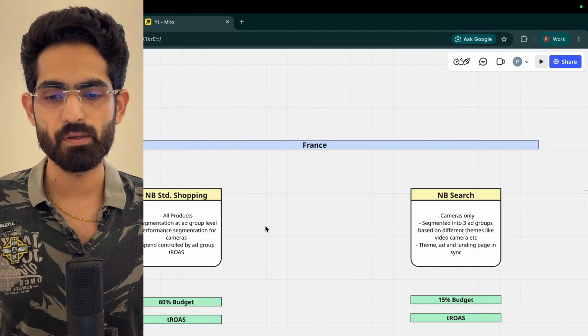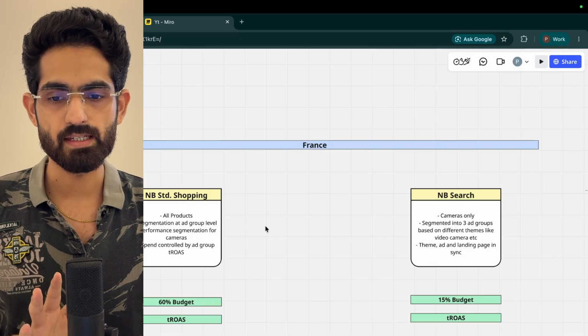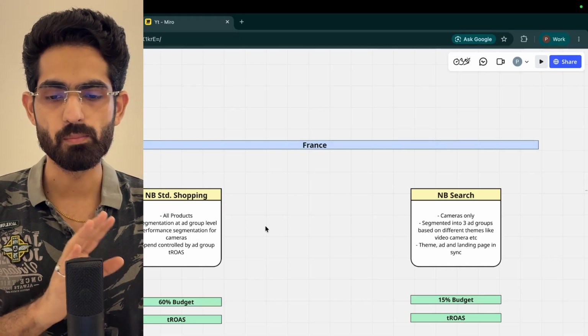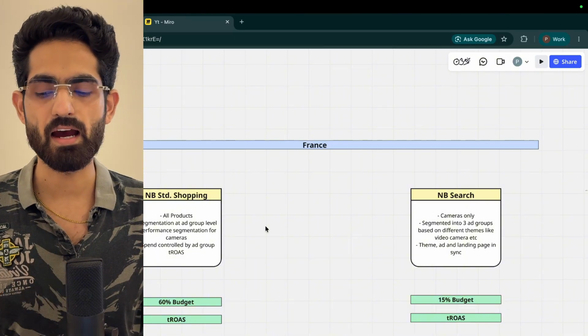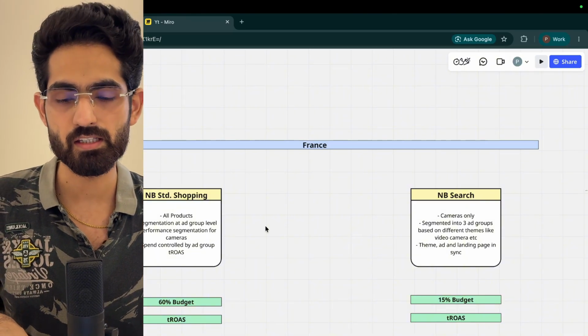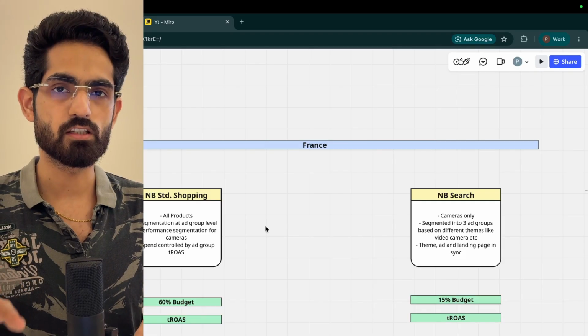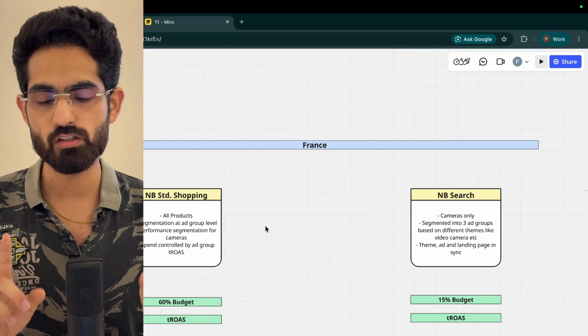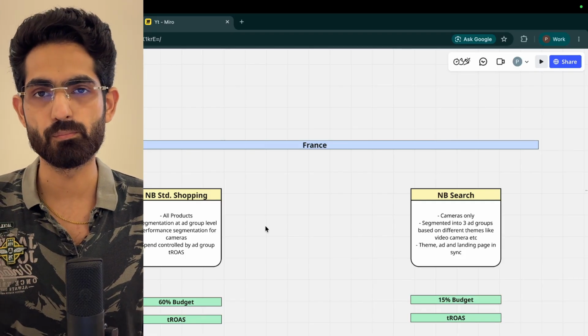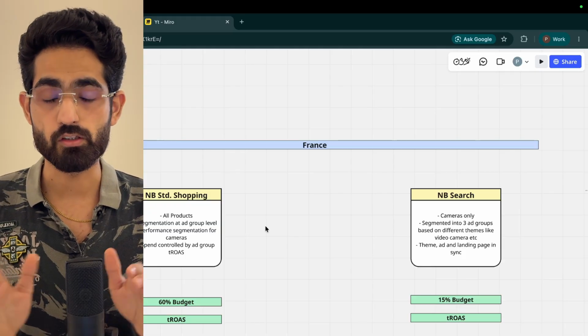And so in the shopping campaign, we have all of the products, all of the categories segmented at the ad group level, because in a shopping campaign you can have different ad groups and give them different targets. So we want to control the spend at the ad group level. The reason being that they have a certain budget that they want to spend, which they do not want to cross, right?